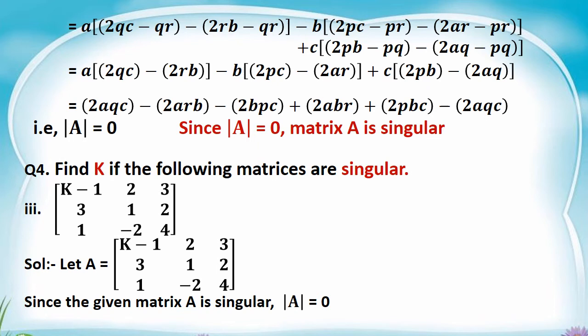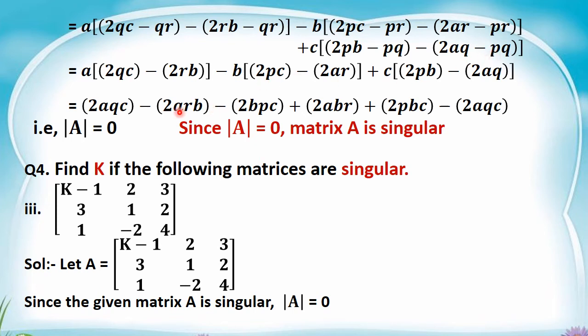Now, there are some opposite terms which will get cancelled. Let us see. Inside these brackets, minus QR and minus of minus QR, that is plus QR, will get cancelled. Remaining in this bracket, the first term contains A into 2QC minus 2RB. The second term contains only B into 2PC minus 2AR, because minus PR and minus of minus, plus PR, will get cancelled. And the third term contains only C into 2PB minus 2AQ, because minus PQ and minus of minus, plus PQ, will get cancelled.